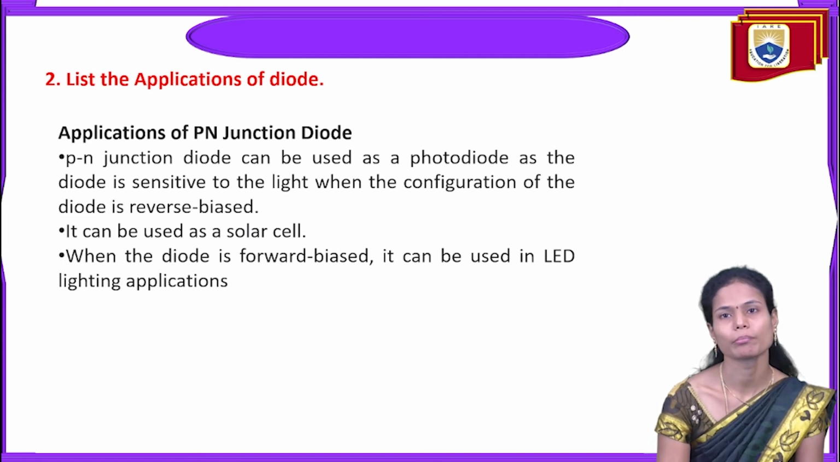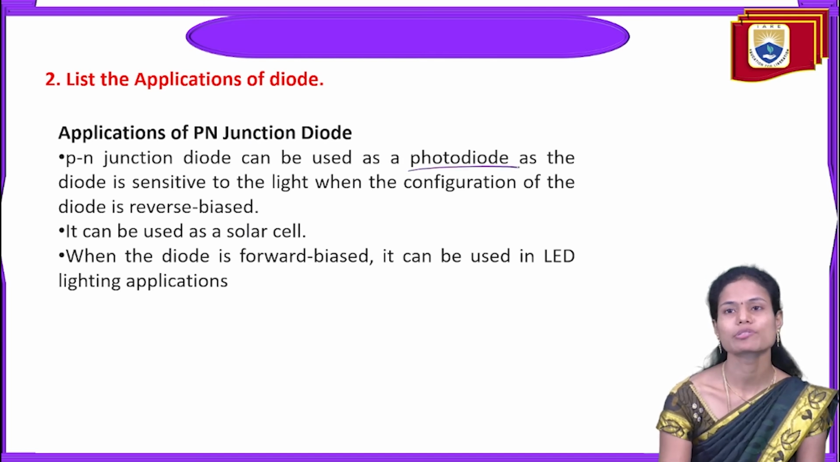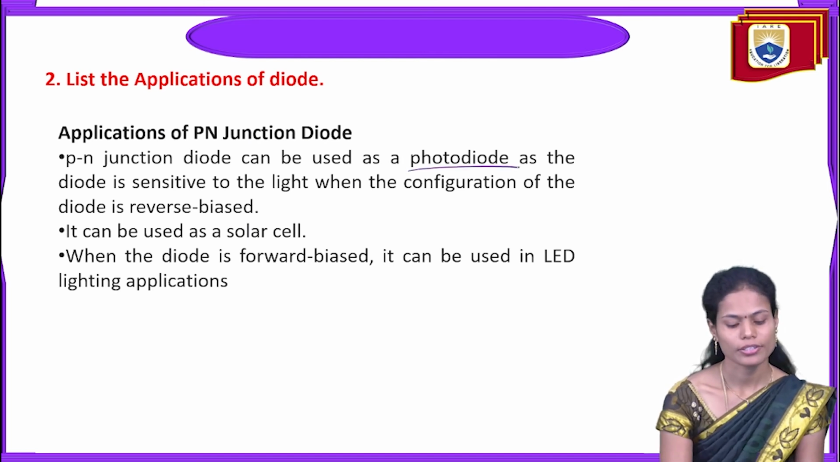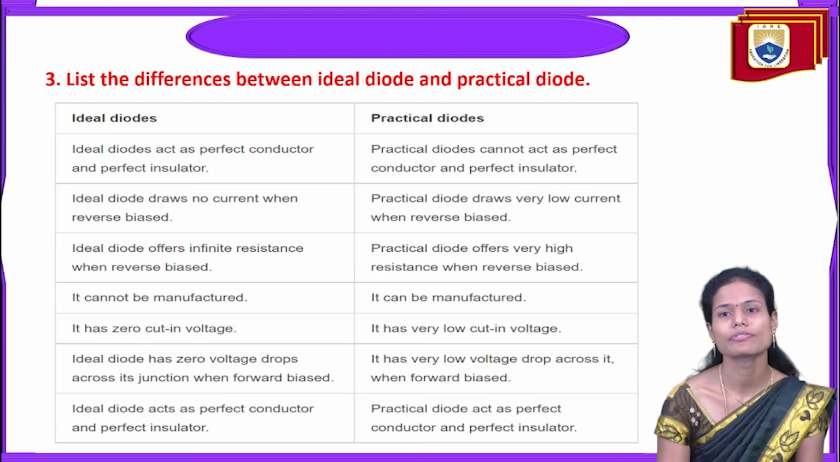This diode can be utilized as a photodiode in the reverse bias condition, and it is also utilized for the solar cell. And in most cases, the forward bias can be utilized for light emitting diode applications. And next, list the differences between the ideal and practical diodes.